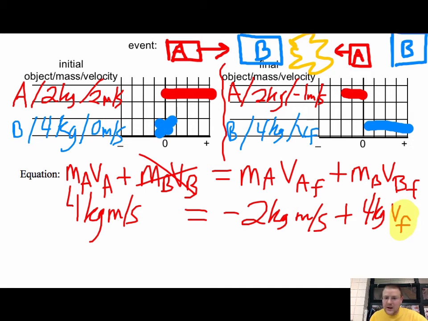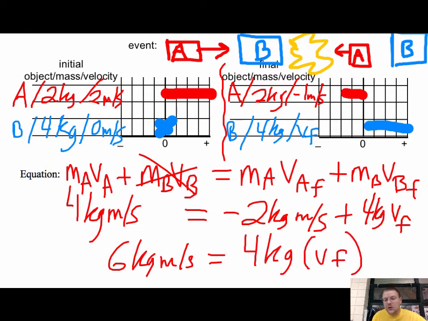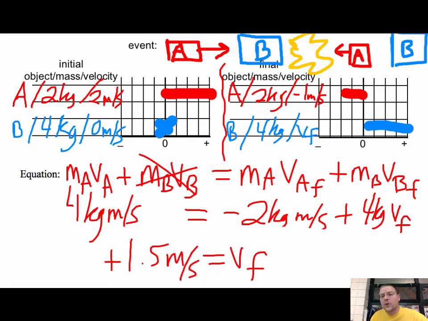So I've got to move that negative 2 to the other side, so I get 6 kilogram meters per second as my momentum. I have that equal 4 kilograms times V final. To find V final, I'm going to divide by 4 kilograms. And when I do that, the kilograms are going to cancel, and my answer is positive 1.5 meters per second. So I know after the collision, cart B must be moving to the right with this velocity.